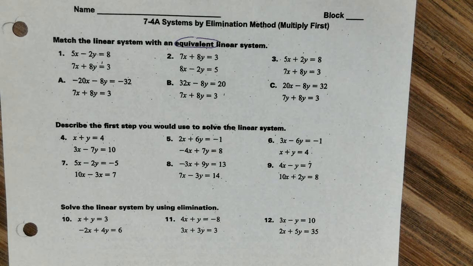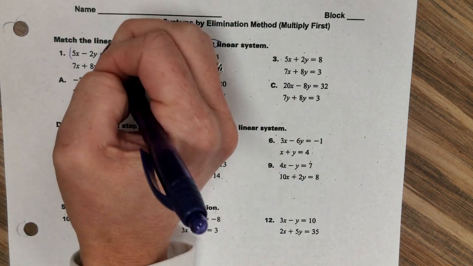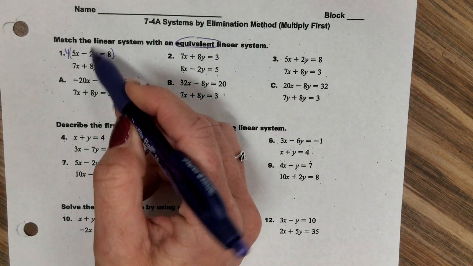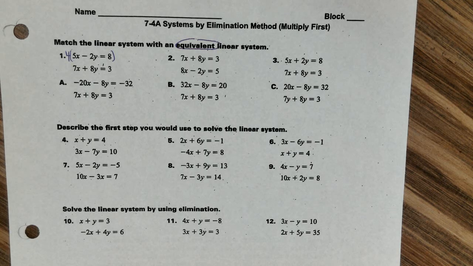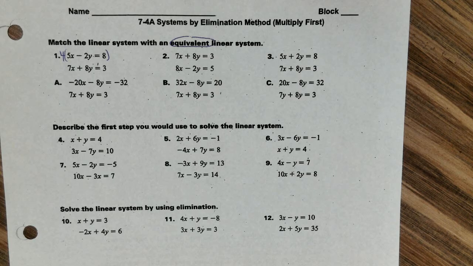So like if I multiplied number 1 by something and turned it into something to eliminate, which ones would be equivalent? Do y'all agree that I could multiply the top equation by 4 and then I could eliminate the y's? Yes or no? Because 2 times 4 is? Negative 8. And so these would be eliminated. So which one would have something equivalent? That's how you're going to answer those, okay?